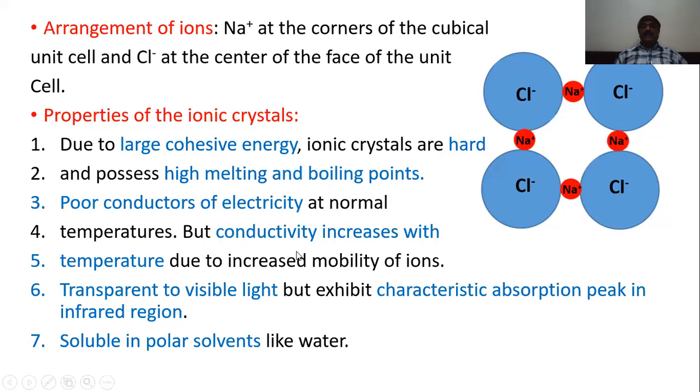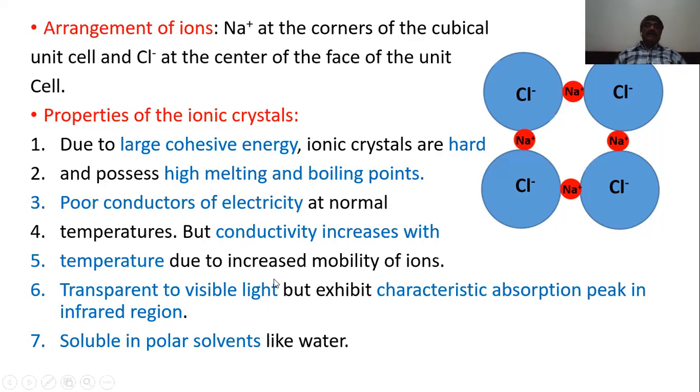But if the temperature increases, the conductivity increases with temperature. Why? That is due to the increased mobility of the ions. Ions which are fixed at their positions become mobile with increasing temperature, and since the ions have specific charges, they can contribute to the conduction of electricity. Another property is that ionic crystals are transparent to visible light, for example sunlight. But if we use invisible light, for example infrared light, they give characteristic absorption spectra. So you can recognize whether it is NaCl or cesium chloride by taking the IR absorption spectra, because the IR absorption spectrum is characteristic of the specific ionic crystal.